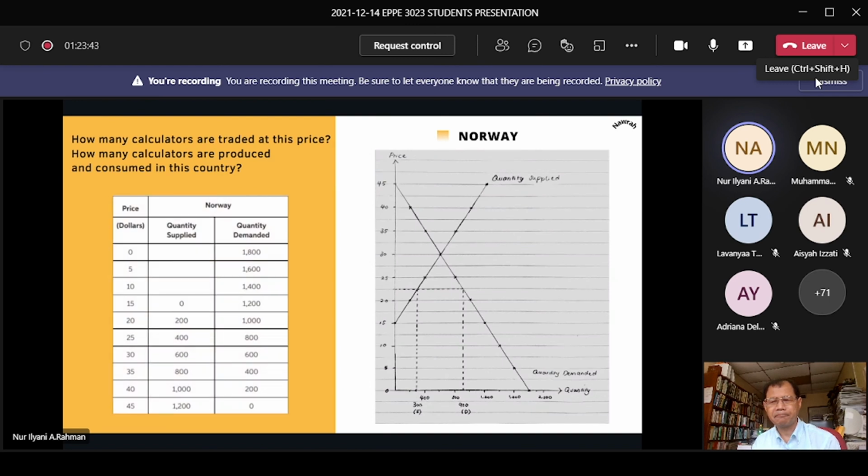Next presenter. Okay, so next, for Norway, how many calculators are traded at this price and how many are produced and consumed? So based on the graph on the right that was plotted previously, the price that brings balance for both export and import is $22.50. So the quantity supplied by Norway is 300 units calculator and the quantity demanded by Norway is 900 units.